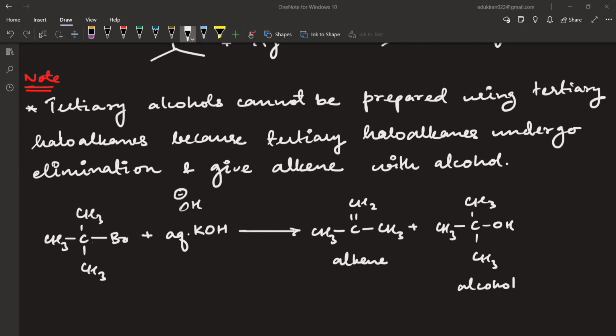Okay, so I hope now in your mind you can always think about the probability of elimination versus substitution. Write this down. And this is from the point of view of conversions. Whenever you have been given a tertiary alcohol, you will never think about having any haloalkene as the precursor. If you have a 2 degree or a primary alcohol, then you can think of haloalkene as its starting material, but not for 3 degree alcohols. Write this down. Let me know when you're done.